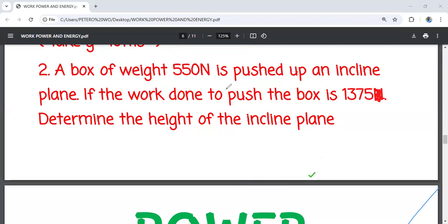Now this work, please, is in joules. You help me correct that. This one here, it's not newtons, it's joules, because work is in joules.